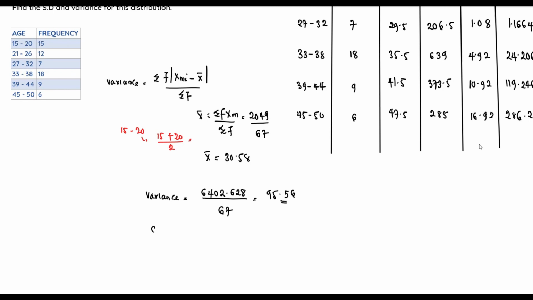So the standard deviation is going to be equal to the square root of 95.56, and that gives us an answer of 9.78, approximated to 2 decimal places. So that simply implies that our variance is 95.56 and our standard deviation is 9.78.